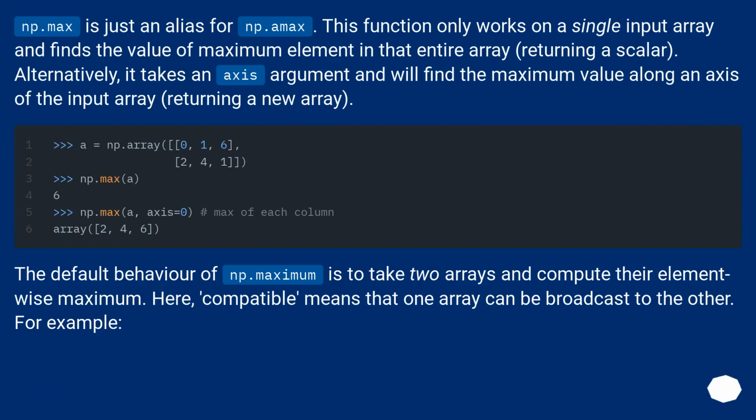np.max is just an alias for np.amax. This function only works on a single input array and finds the value of the maximum element in that entire array, returning a scalar. Alternatively, it takes an axis argument and will find the maximum value along an axis of the input array, returning a new array.